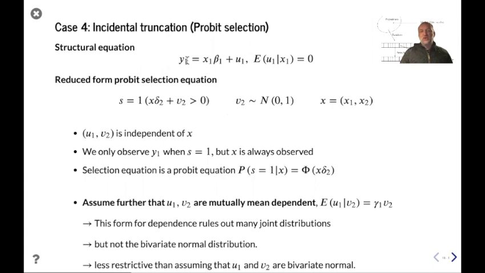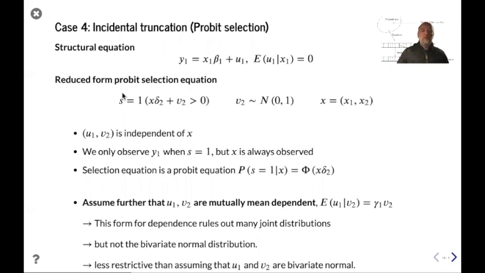Okay, we're still interested in the same structural equation, so it's a linear regression model where there's a linear relationship between y1 and x1, where x1 is exogenous in the sense that it's mean independent of u1. Had we had no sample selection issues, we could just regress y1 on x1, and then we'd be able to estimate beta if we had a random sample. But we don't have a random sample.